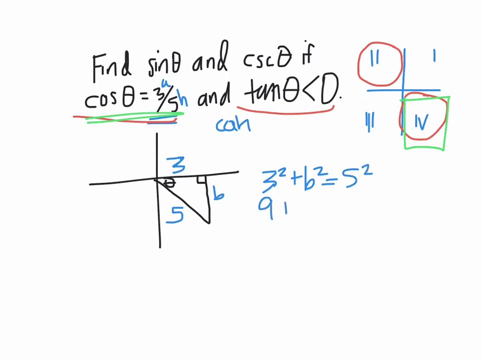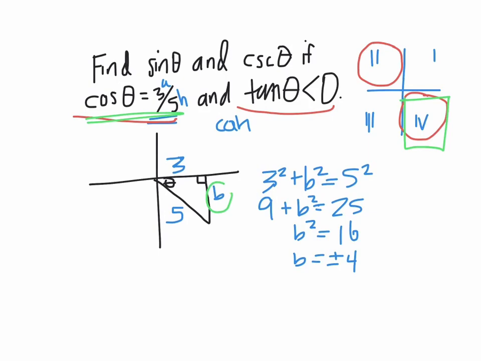So 9 plus b squared equals 25. If I subtract 9 from both sides, I get 16. So that means that b is plus or minus 4. How do we figure out if it is positive or negative? Well, we need to look at our picture.